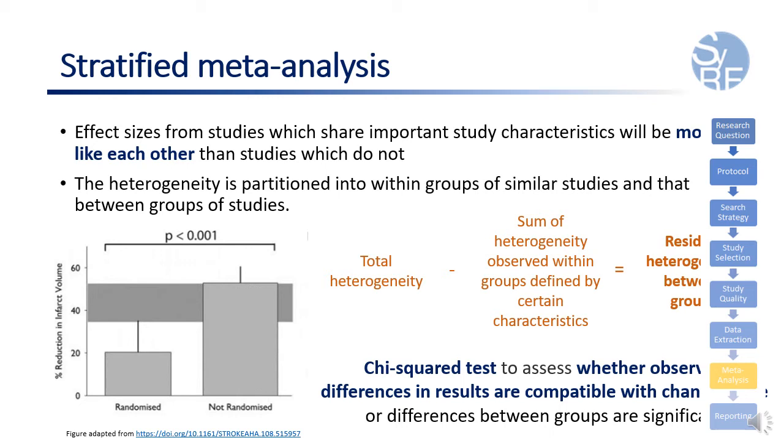For each group of studies, we calculate a random effect size and a heterogeneity statistic called Q. The heterogeneity statistics for each grouping are added together and subtracted from the total heterogeneity to give the residual heterogeneity between groups. We then use a chi-squared test to assess whether observed differences in results are compatible with chance alone, or whether differences between groups are in fact significant. A low p-value provides evidence of heterogeneity of intervention effects, or in other words, variation in effect estimates beyond chance.